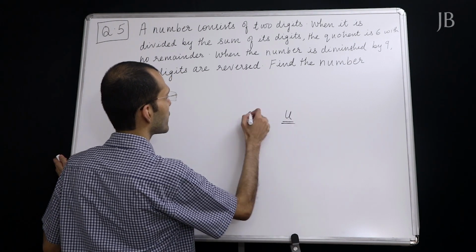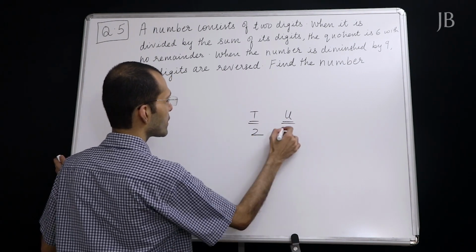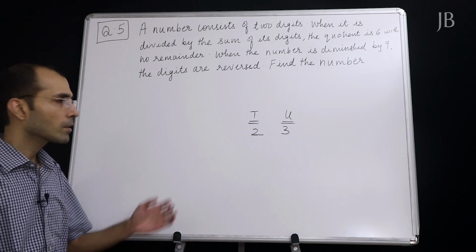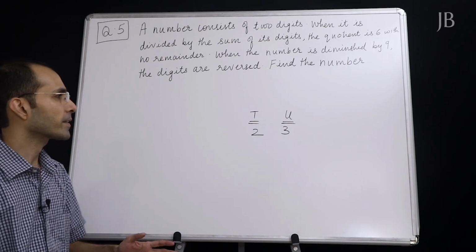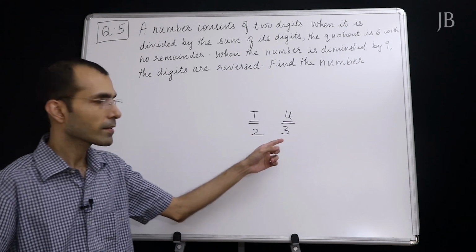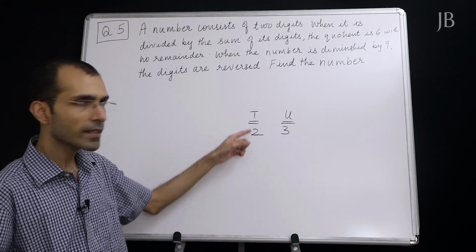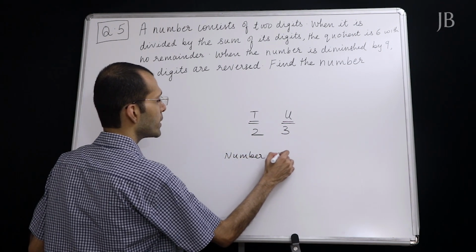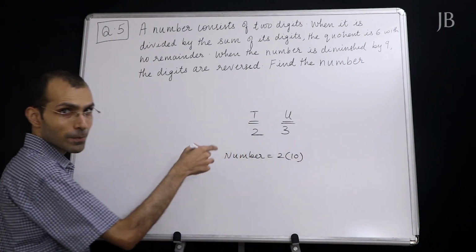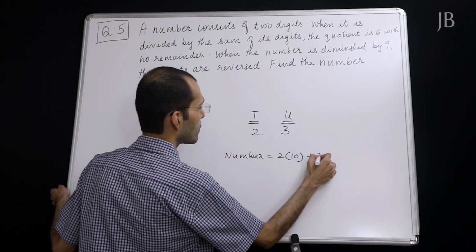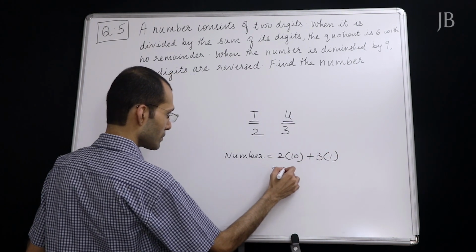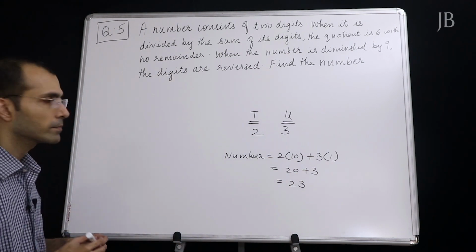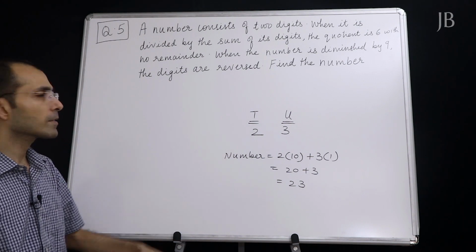This is the units and this is the tens digit. Consider the number 23, our normal integer 23. How is it formed? Not by just sticking 2 and 3 together. The number 23 is formed like this: 3 is in the units place, 2 is in the tens place. So the number will be 2 into 10, this is the tens place, plus 3 into 1. 20 plus 3, that is 23. So this is how the number is formed.